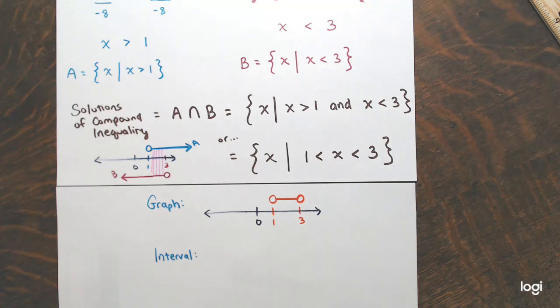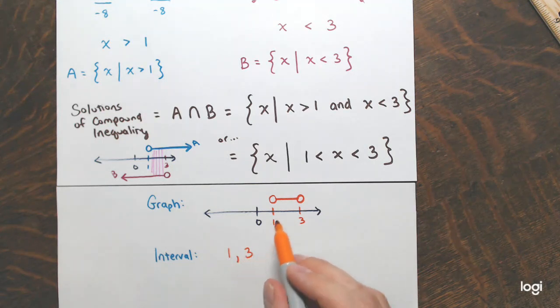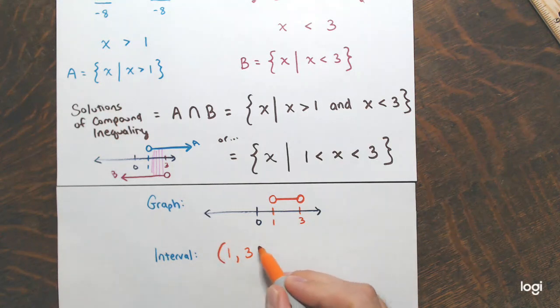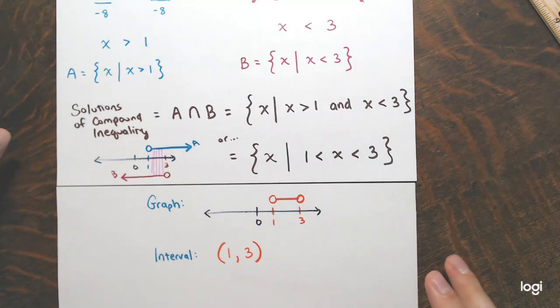So I'm just going to write one interval, and in this piece, the left end is at the number 1, comma, the right end is at the number 3. And then this left end number and right end number are not part of the set. They're not solutions of the compound inequality. So again, I indicate that with parentheses.